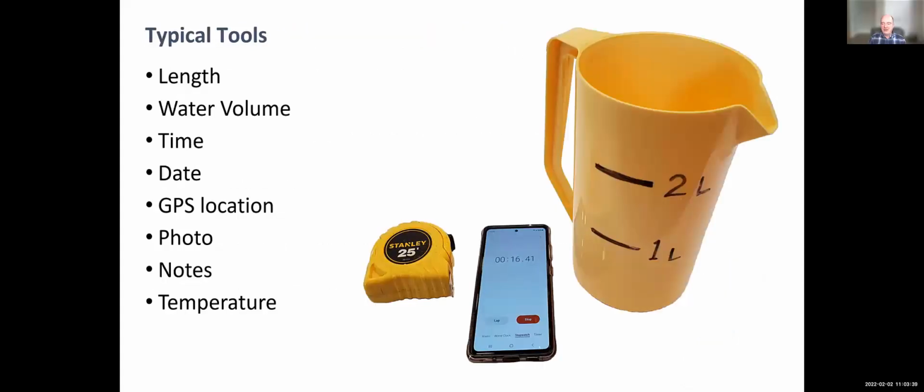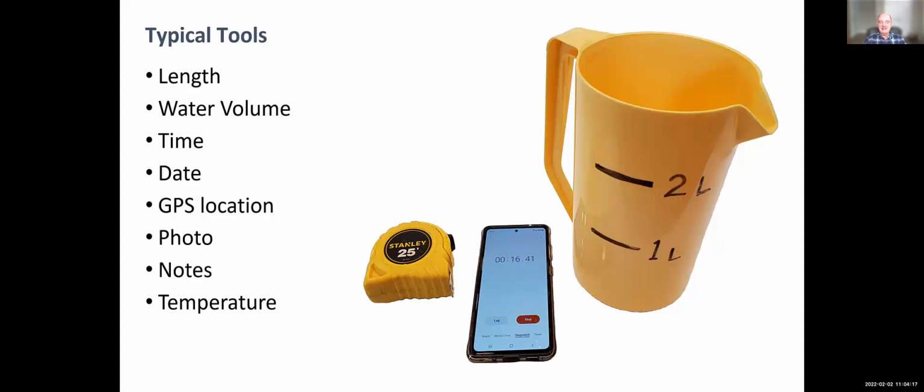So, we're talking about vibrating wire piezometers. It's fairly expensive equipment. Here's equipment that you pretty much all have, right? All of us are carrying around a phone these days. On that phone, there's a stopwatch feature. There's a camera. Usually the camera even puts the latitude, longitude, GPS coordinates tagged to your photograph. So here are some typical tools that we all have right now, today.